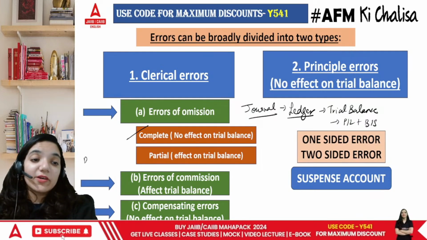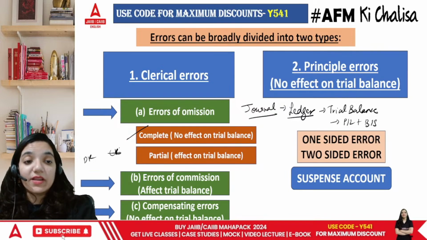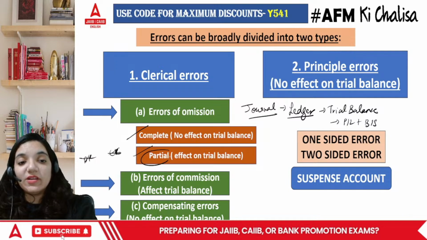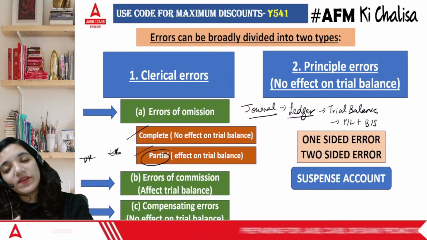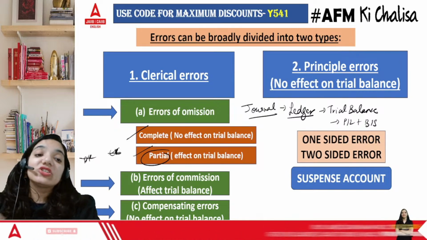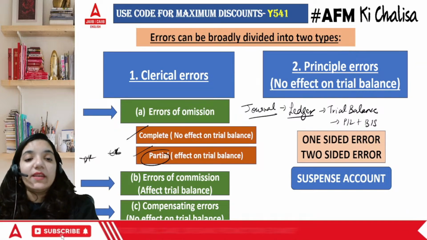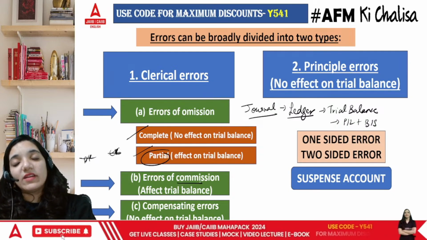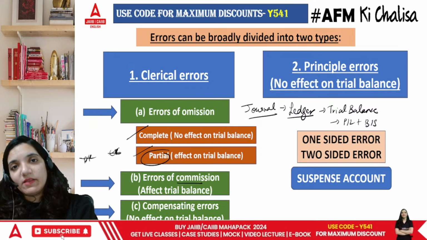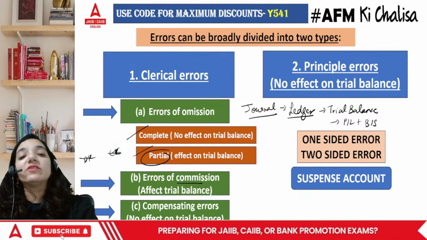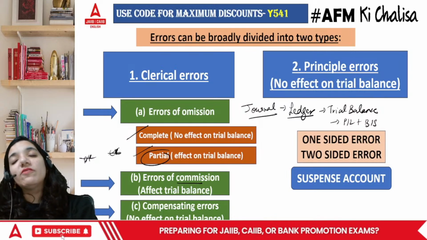But if I record it only on the debit side or only on the credit side, this will affect my trial balance. So in this case, partial will always affect it. Either you have noted on the debit side or the credit side, meaning one part of the journal entry is not recorded. Next part is error of commission. Everyone, Mr. Ram noted in the name of Mr. Sham. Maybe there was 10,000 rupees written, we wrote it 1,000. Such kind of errors are covered under error of commission.